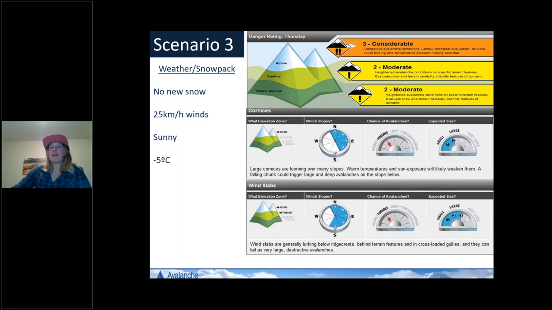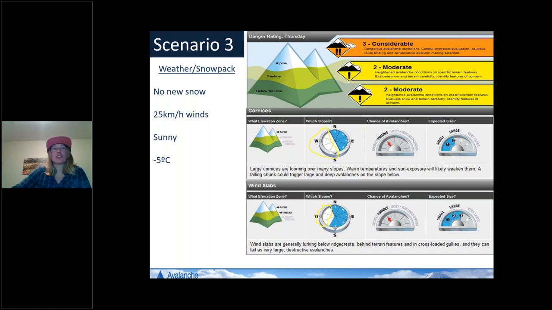And if they fail, they can trigger some very large destructive avalanches, up to size three in the possible range. So the size threes are probably in the alpine, but maybe in tree line as well. But what I can see from this is below tree line doesn't seem to have an avalanche problem at all. So if we choose to play around below tree line, that gives us a lot of options. And as well on those south through westerly aspects, basically our windward aspects, right?